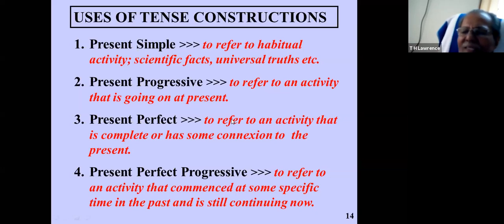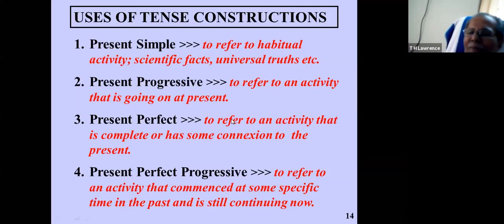That is complete. Now, take this: since 1990, I have lived in the house. You see, here also, I have lived. That is present perfect. Since 1990, so you started living here in 1990, and even now you have lived, that is to this point. You are living in that house. It's a fact. So in order to refer to some activity that has some connection to the present, you use present perfect. So since 1990, I have lived in this house means till now you have lived here.